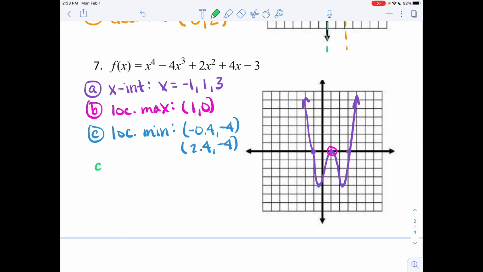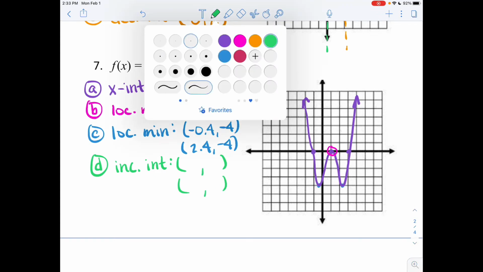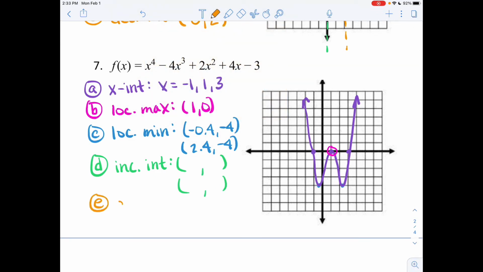So I'm going to go ahead and list both, and I'm going to have 2 of each. So I'm going to have an increasing interval and leave myself room for 2. And then I have my decreasing interval. And again, I'm going to have 2 of those as well because I notice that I have 3 turning points. That means I have 4 different intervals total. This time I'm going to start with my decreasing interval because that's what happens first.